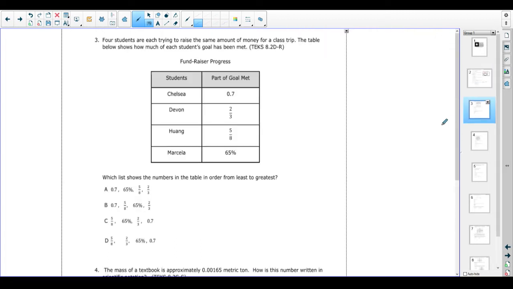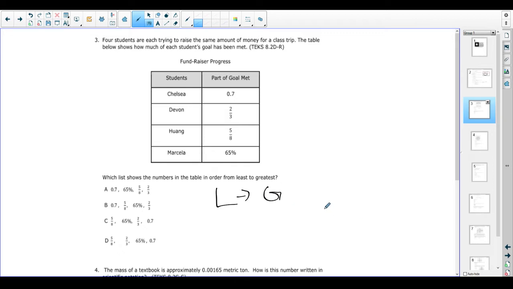All right, number 3. Speaking of easy points, which list shows the table in order from least to greatest? So you can put a big old L to G here so we know which order we're going in. Then we make all these into decimals with 2 decimal places. So 0.7 is just 0.70. 2/3 you put in the calculator, right? 2 divided by 3, control, enter, let it do the work, and that gives you 0.66. 5/8, same way, gives you 0.62 or 0.63 if you rounded it.